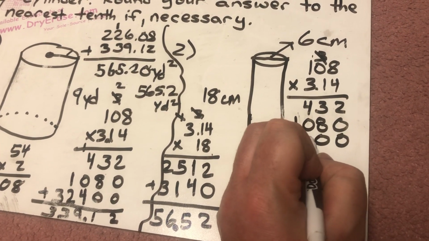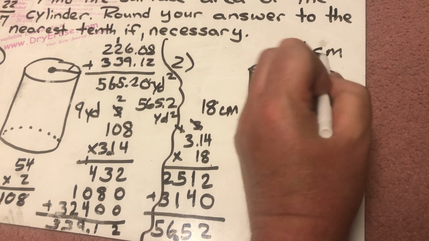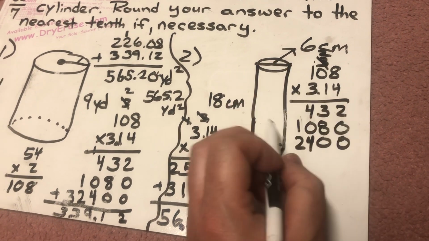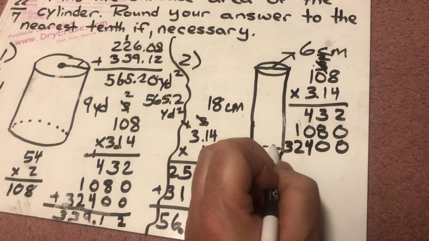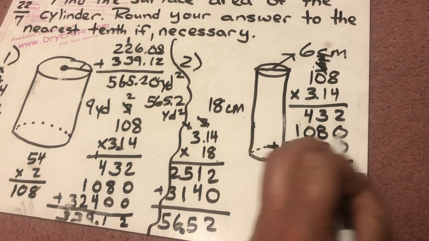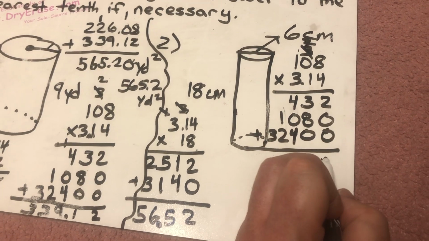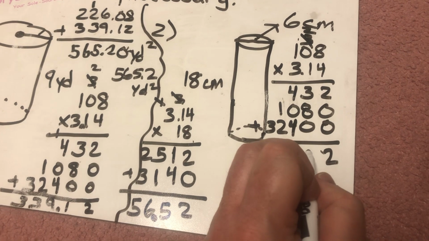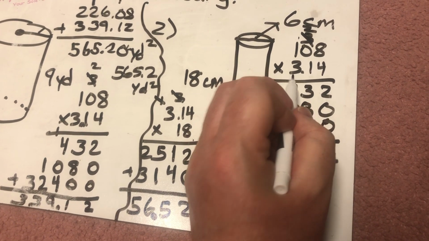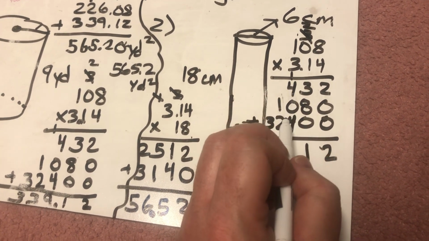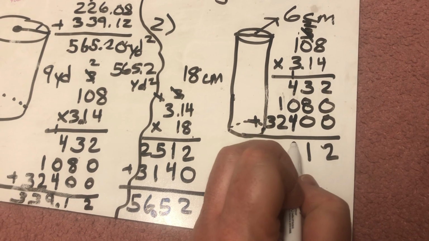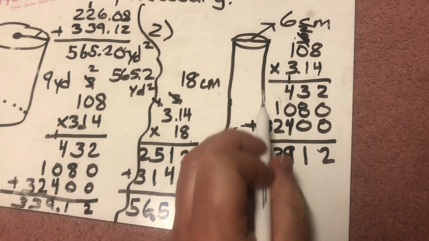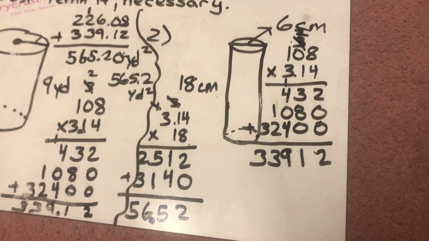3 times 8 is 24. Put the 4 down, carry the 2. 3 times 0 is 0, plus 2 is 2. 3 times 1 is 3. I go ahead and add all these together. 2, 0, and 0 make 2. 3 plus 8 is 11. Plus 0 is still 11. Put the 1 down, carry the 1. 1 plus 4 is 5. Plus 0 is 5. Plus 4 is 9. 1 plus 2 is 3. Nothing in 3. Make 3.